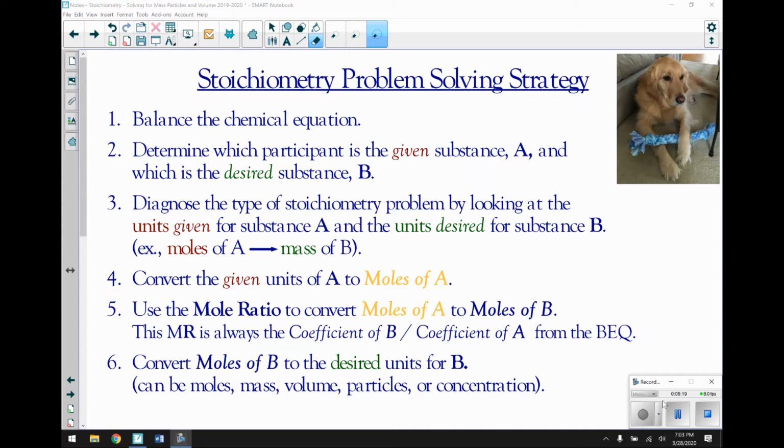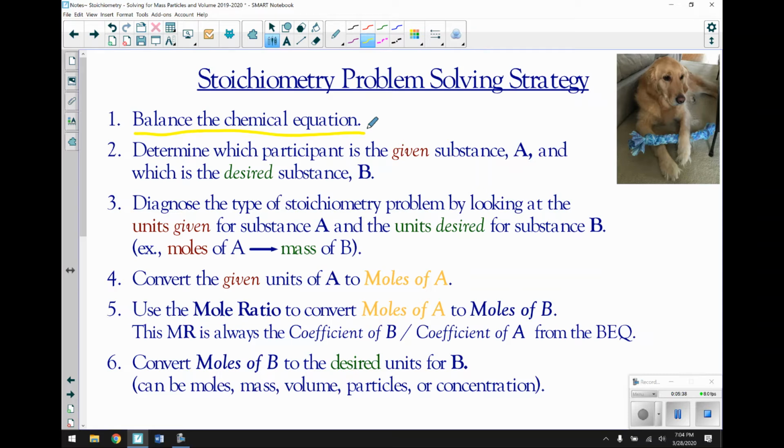Okay, so first, anytime you go to do stoichiometry, you have to have a balanced equation. And the main reason for that is, if you recall, those coefficients in the mole ratio come from the balanced equation. So you need to have a balanced equation.